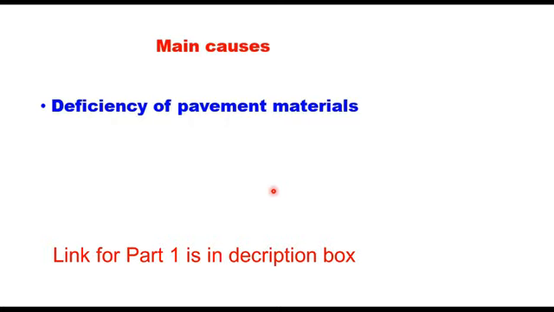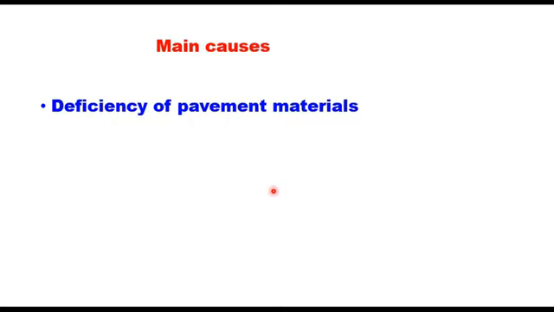There are four main causes of structural distresses in a concrete pavement. The first is deficiency of pavement material. The various defects of rigid pavements are due to poor workmanship, use of soft aggregates, poor surface finish, improper curing, poor quality of joint filler, and many more such deficiencies in the materials.